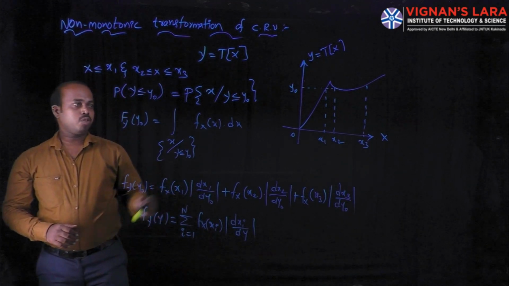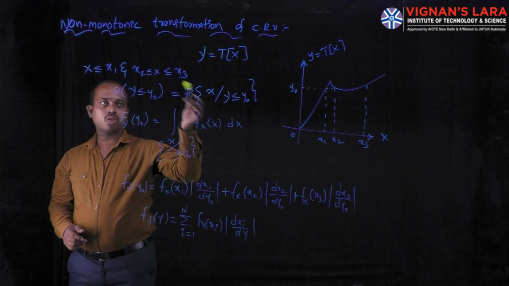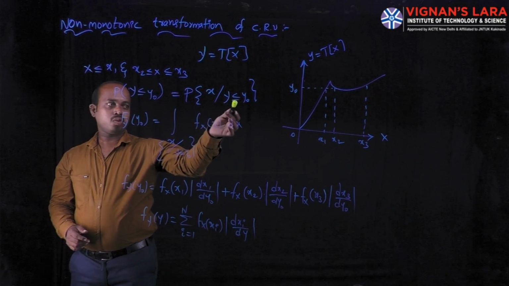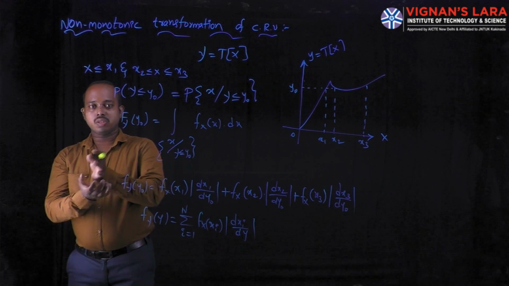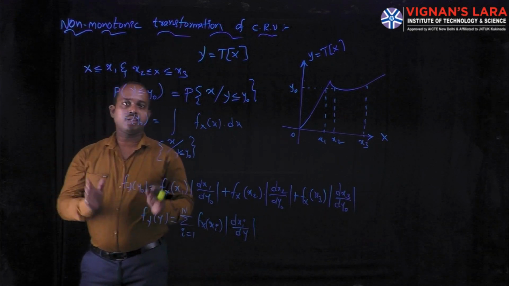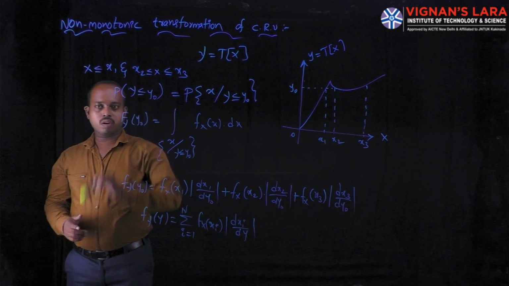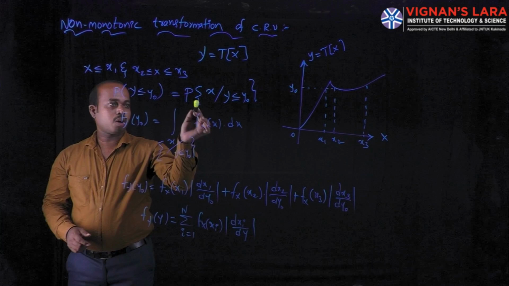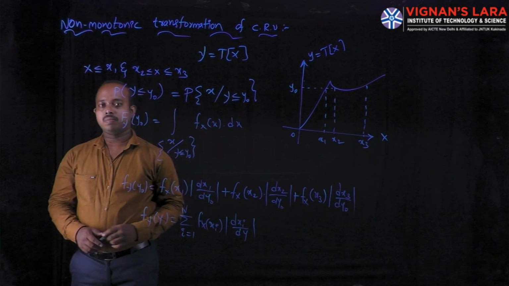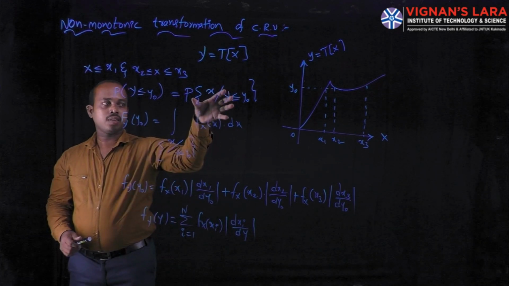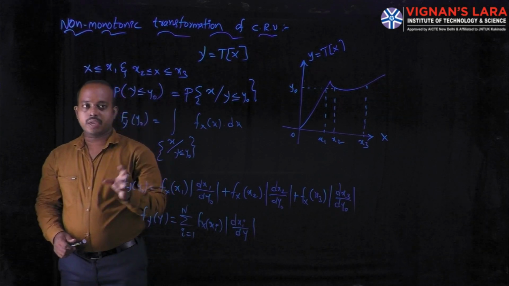Here I am using the random variable capital X. The events are three, and for those three events I have to use a condition: we can change them to a single random variable. For this I write the equation: probability of capital Y less than or equal to y naught is equal to the probability of x such that y is less than or equal to y naught. It represents the conditional probability. This one is the normal probability of y.